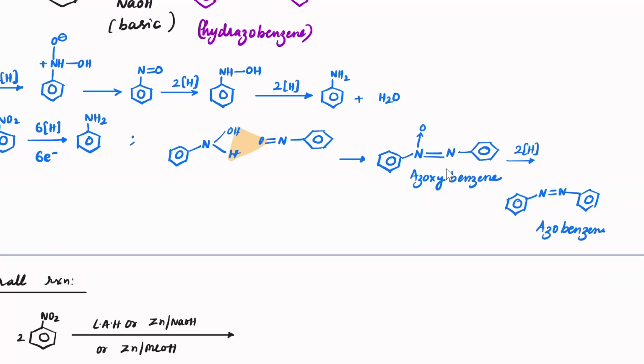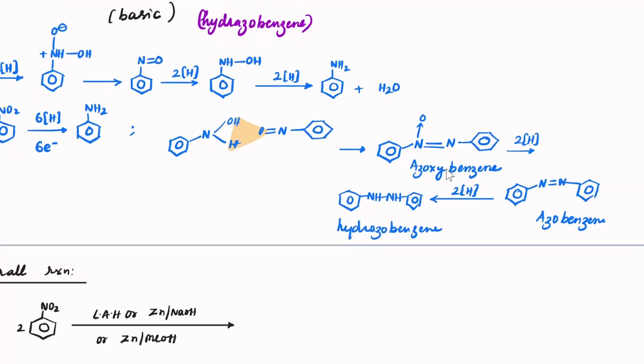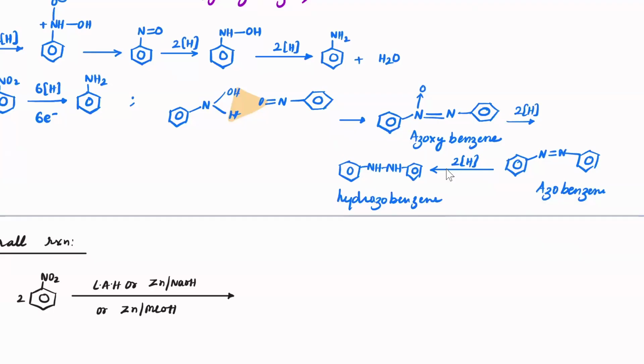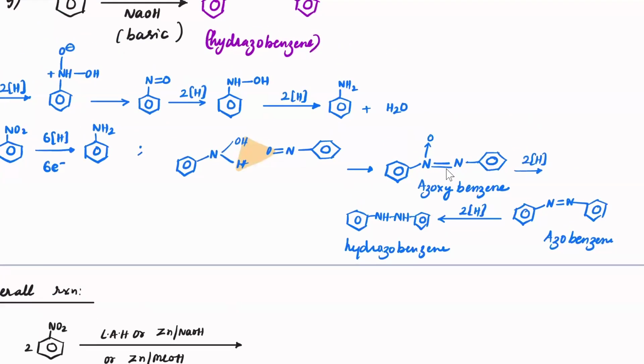Azobenzene. And if this gets further reduced with two more nascent hydrogens, we will get hydrazobenzene, NH, NH, with a benzene on each side. This is hydrazobenzene. Okay, so I guess you understood why, instead of simply getting aniline, we might get these multiple products in different cases.